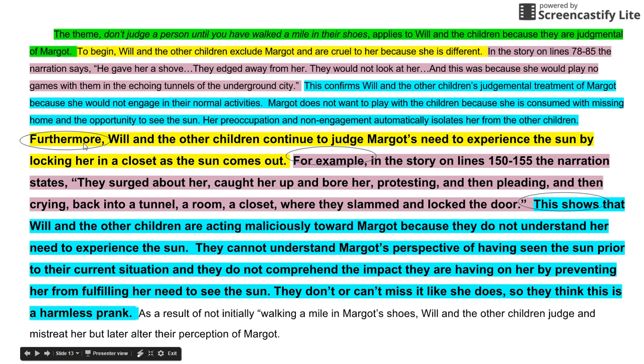So we have the transition word furthermore, and they say they continue to judge her, and then they say, for example, in the text. What I want you to notice is right here, this furthermore is different from to begin. This, for example, is different from this tagline that says in the story on lines. And then this right here, it says this shows. This is different than this one up here that says this confirms. You don't want to keep saying the same thing over and over again because we want you to vary your sentences. And again, your explanations need to have some sort of inference.